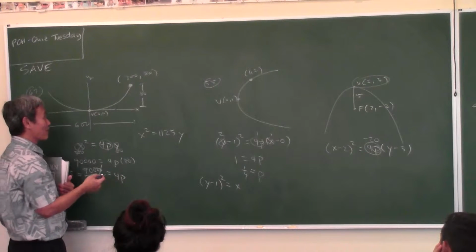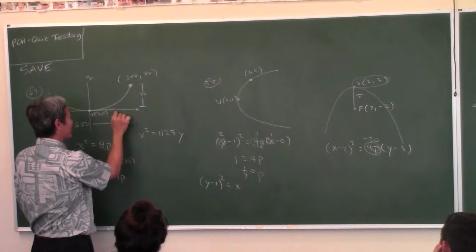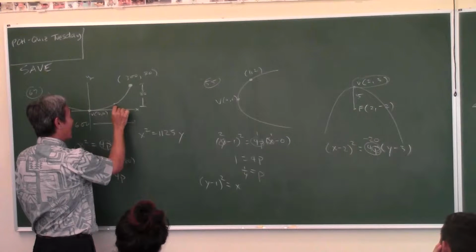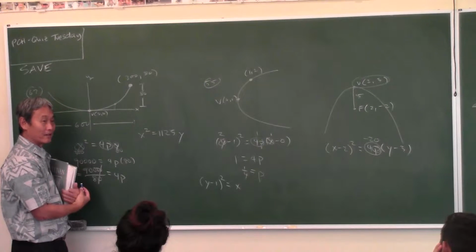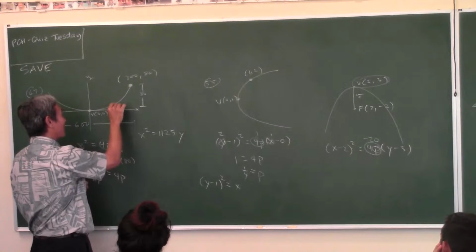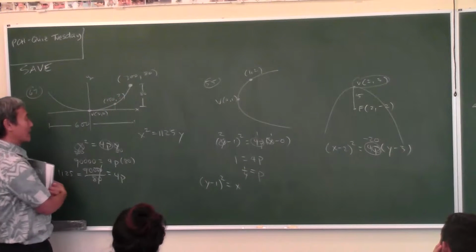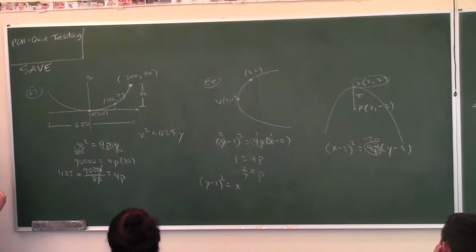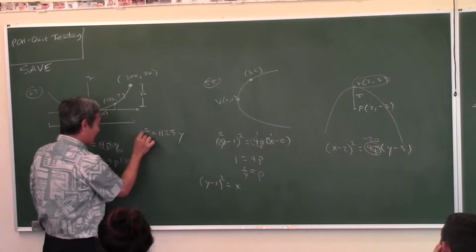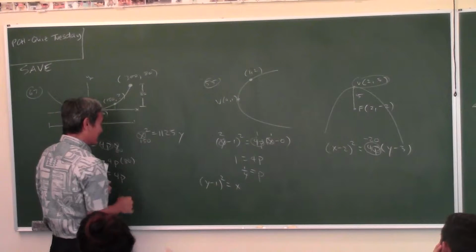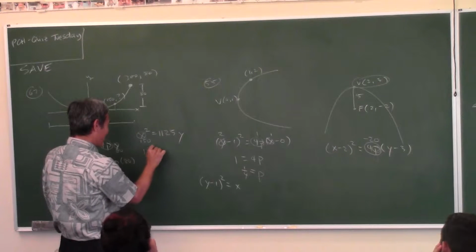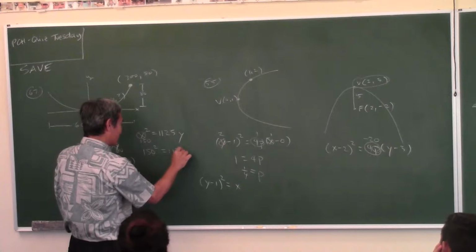So now we can answer the question. If you go 150 to the right, how high up is the arch right there? In other words, on the parabola, if the x coordinate is 150, how do you figure out the y coordinate? So you just plug 150 into x. Exactly. You just plug in 150 for x right there. So 150 squared is equal to 1125y.